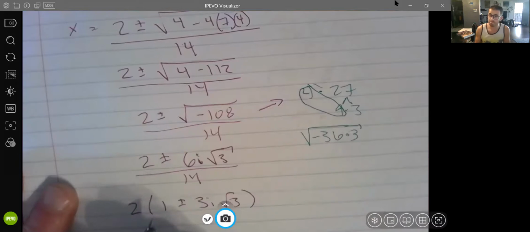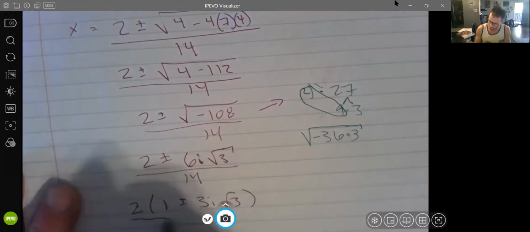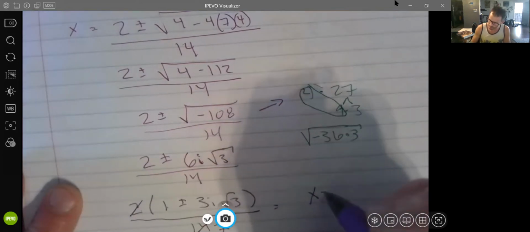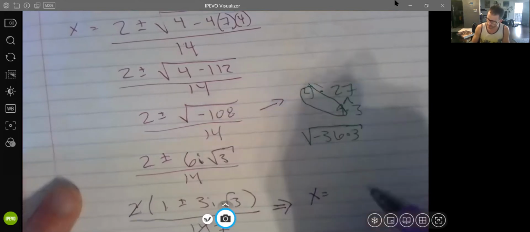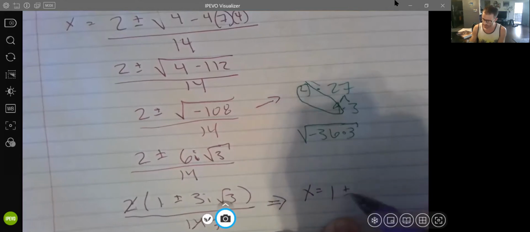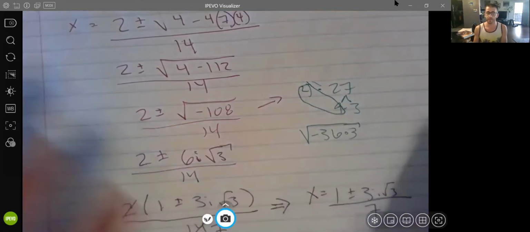Don't believe me? You shouldn't. Check your work. 2 times 1 is 2. 2 times 3i rad 3 is 6i rad 3. And then look at that. 2 goes into 14 7 times. So my answer is x equals, I'm going to put an arrow because it's kind of silly to have x equal that equals x. X equals 1 plus or minus 3i rad 3 all over 7.